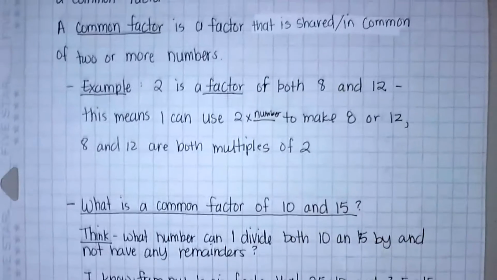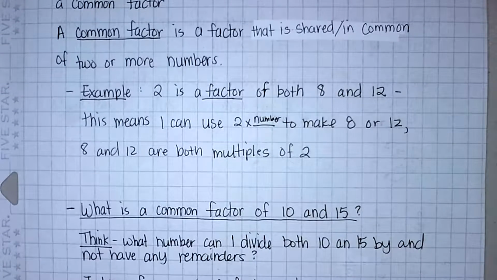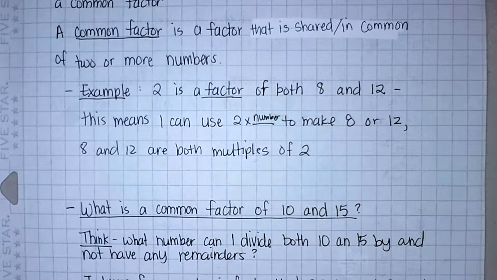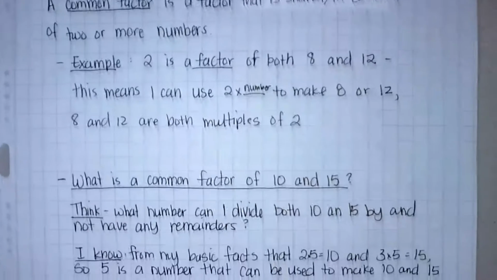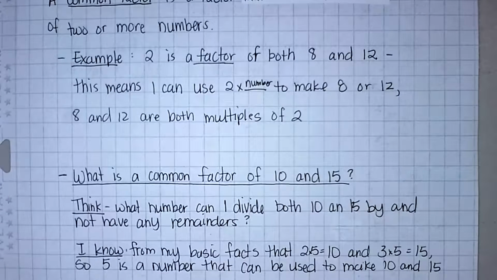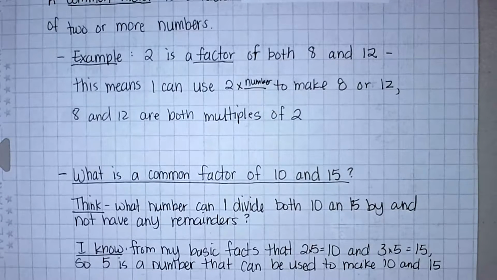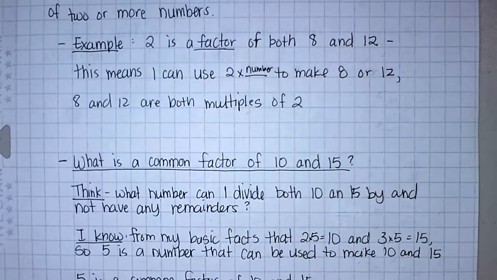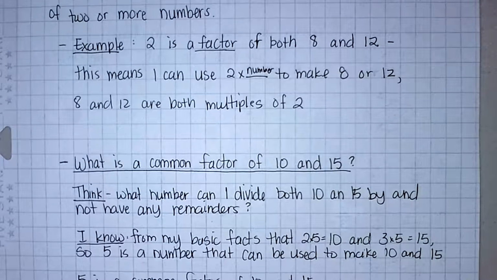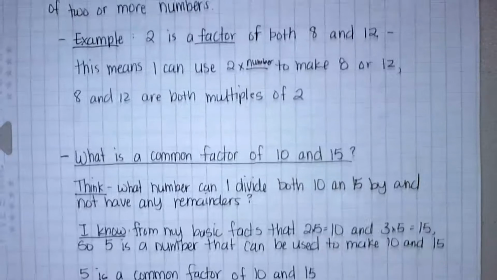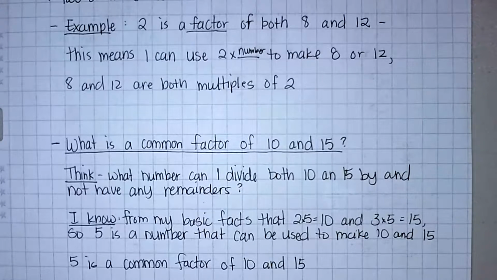What is a common factor of 10 and 15? So I need to stop and think. What number can I divide both 10 and 15 by and not have any remainders? Well, I know from my basic math facts, my multiplication facts, that 2 times 5 is 10 and 3 times 5 is 15. So 5 is a number that can be used to make both 10 and 15, which means 5 is a common factor of 10 and 15.